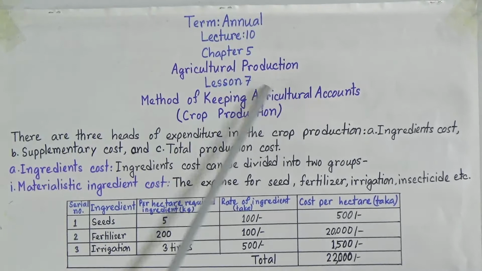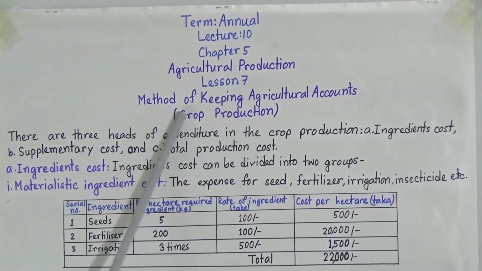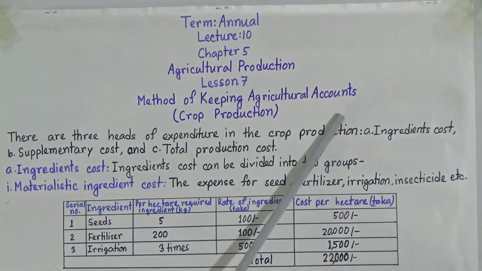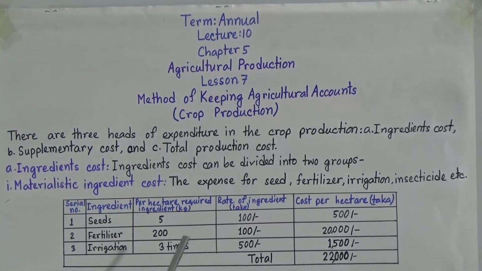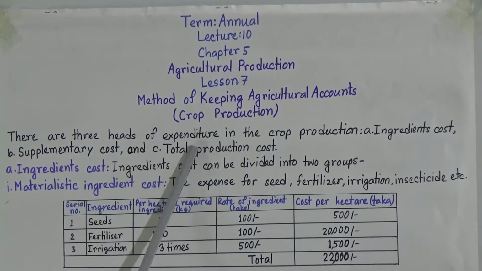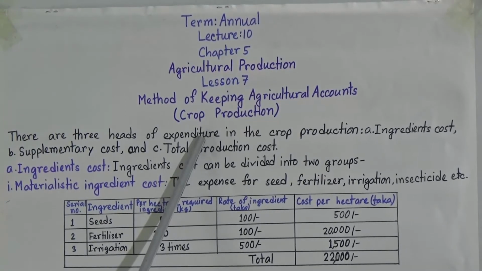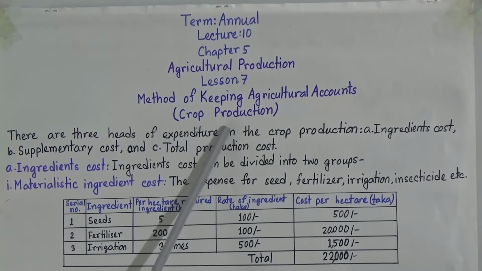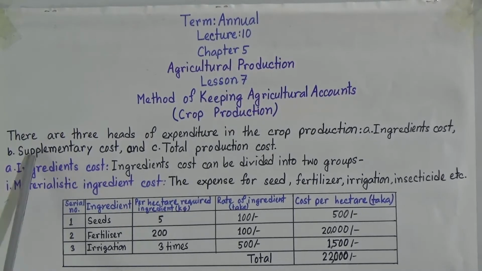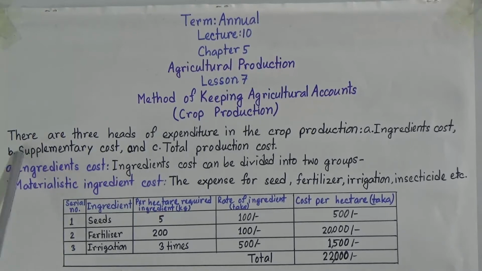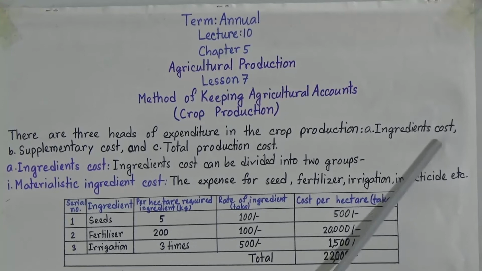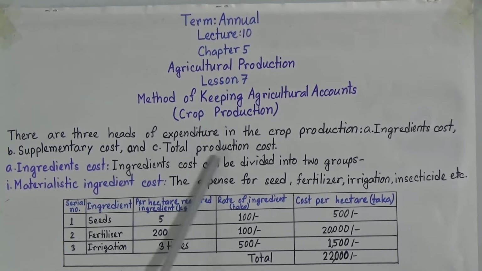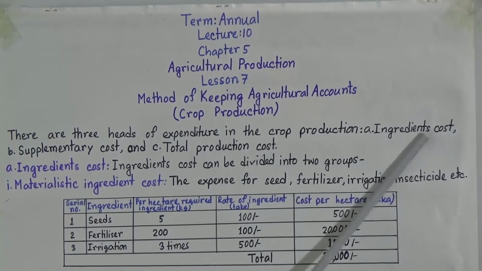Agricultural Production, chapter 5, lesson 7, method of keeping agricultural accounts. At first we will know about the crop production. Dear students, crop production depends on the person, place and time, so it can be varied. You need to focus on 3 expenditures. There are 3 heads of expenditure in the crop production: ingredients cost, supplementary cost and total production cost. So at first we will know about the ingredients cost.